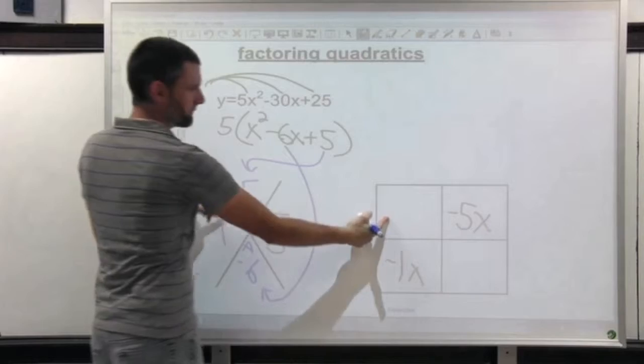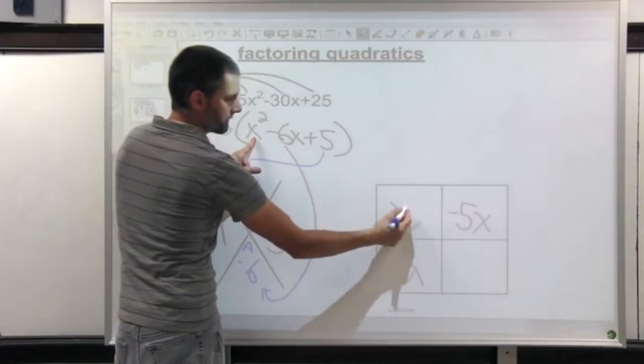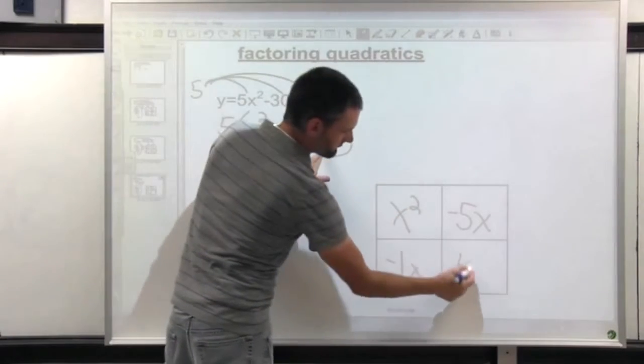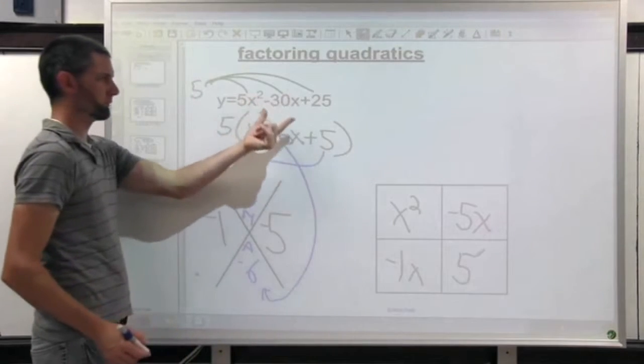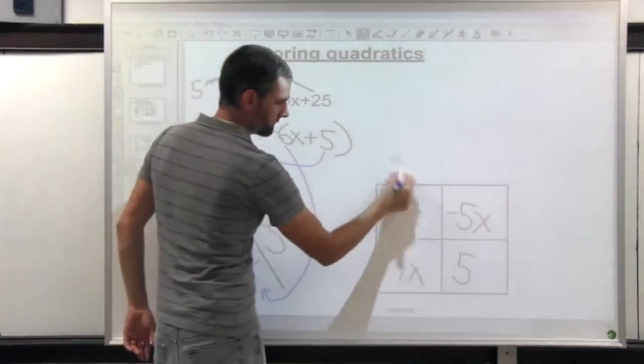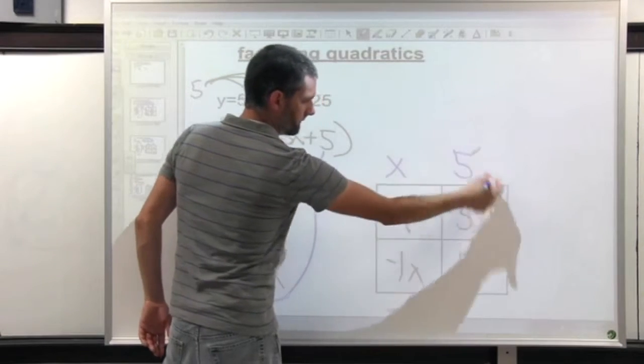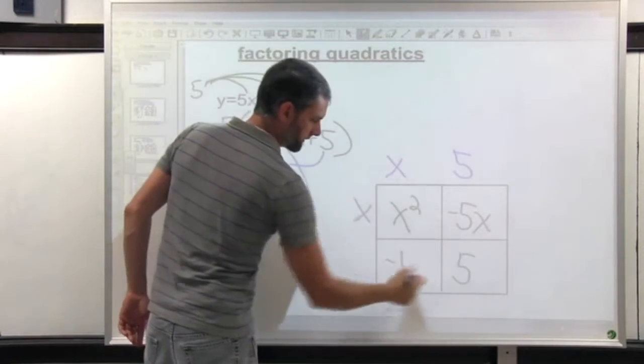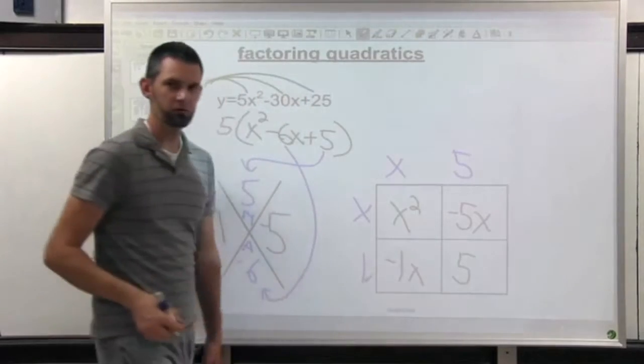What's going to go in our first box? This first term. And then this last term. We're not working with this anymore. We already took the 5 out. Now let's go ahead and find each common factor in each row and column. X is in both of those. 1 is the common factor of those.